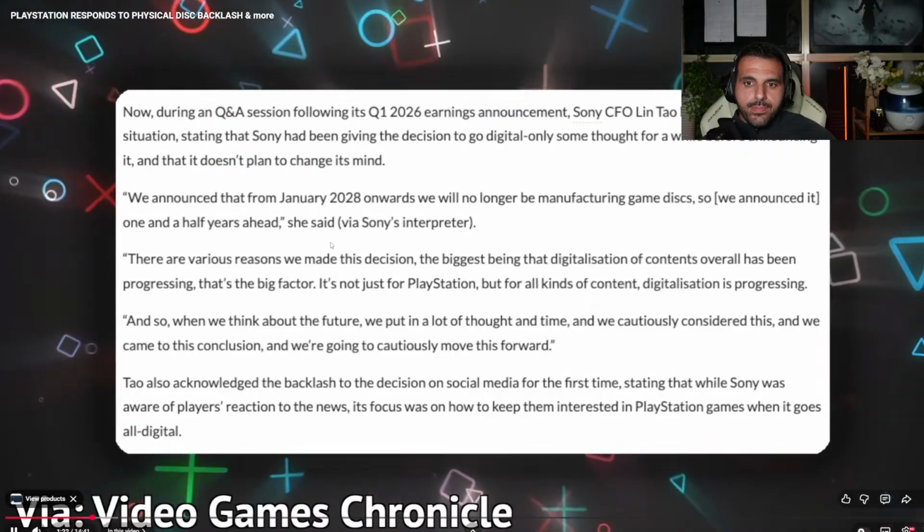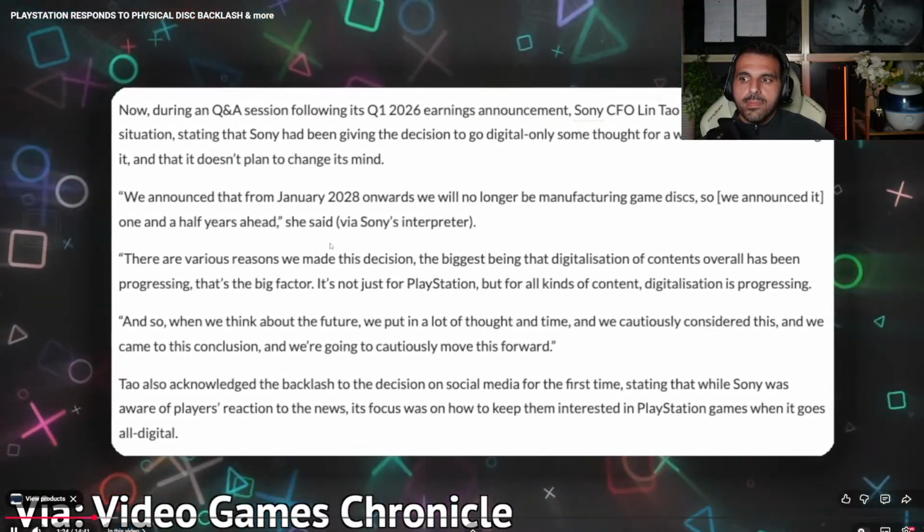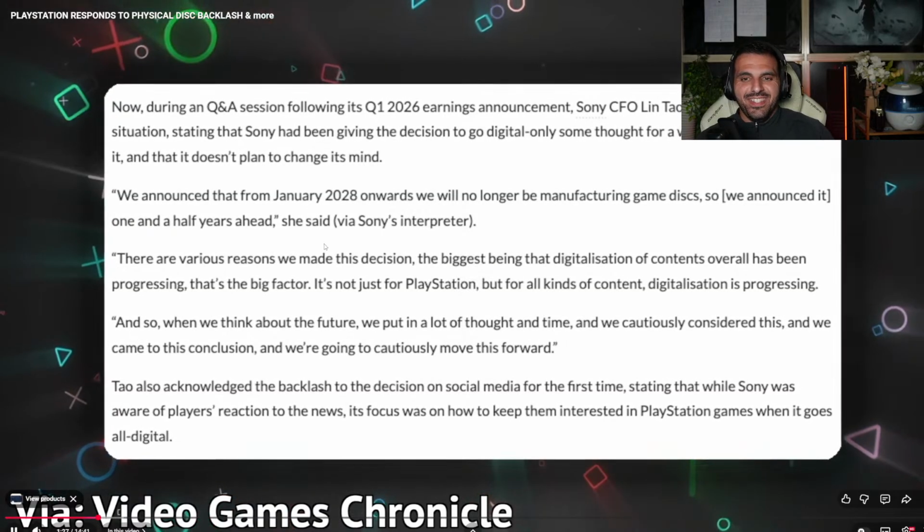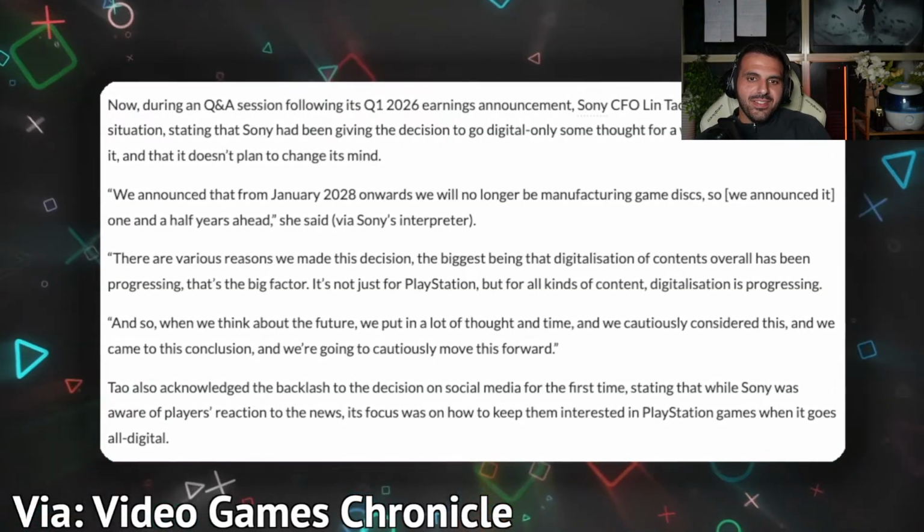And so when we think about the future, we put in a lot of thought and time, and we cautiously considered this, and we came to this conclusion, and we're going to cautiously move this forward. That's complete BS. They just want to reduce costs and have more control maybe over digital content. Most probably.